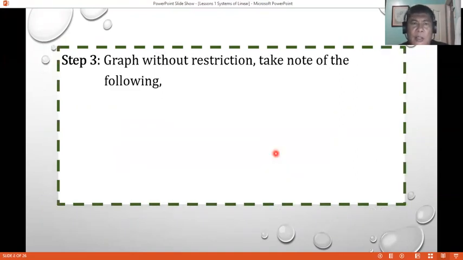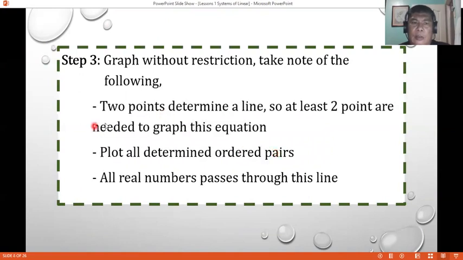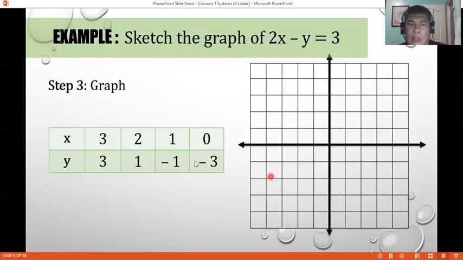So to graph this, take note of the following. 2 points determine a line. So, 2 points lang ang kailangan natin para maguhit natin yung line. Pero at least gumawa pa tayo ng more than 2 points. Plot all the determined ordered pairs, and all real numbers pass through this line. Hindi lang yung ordered pairs na yon. Continuous yan. Kaya yan ay may arrowhead. Ibig sabihin continuous.